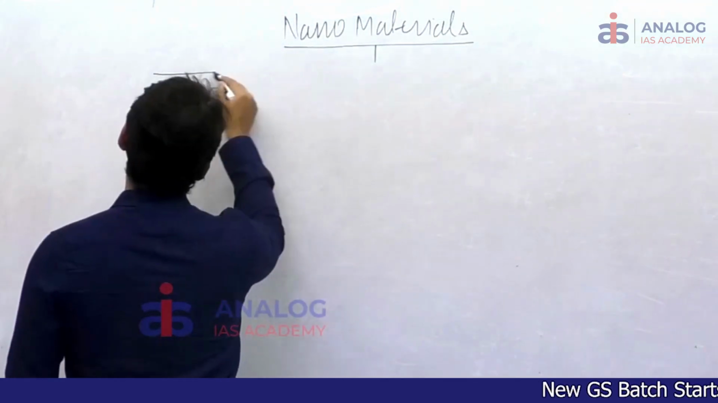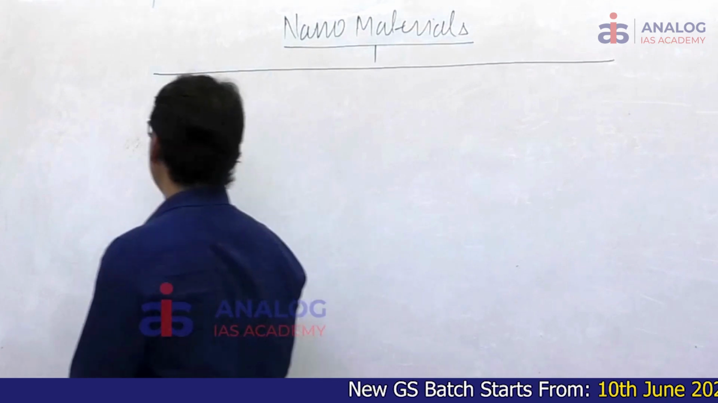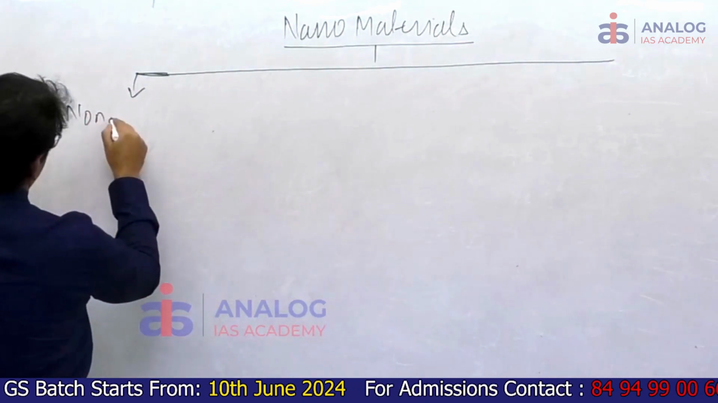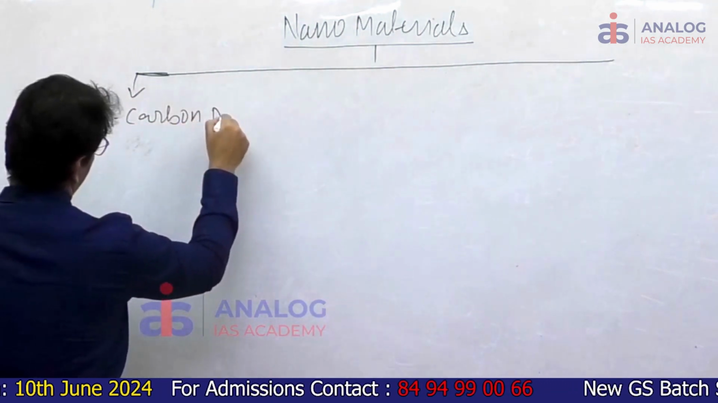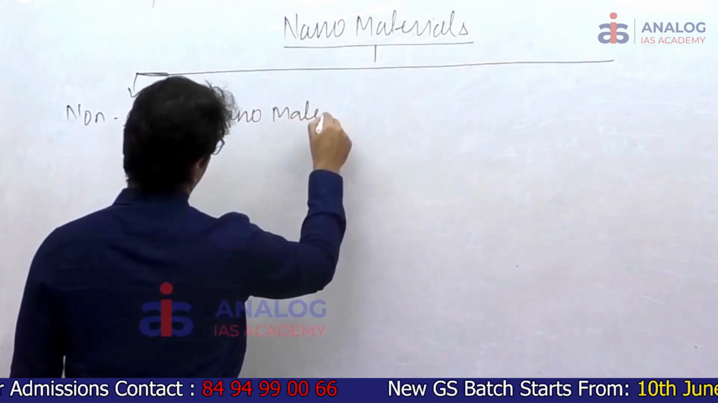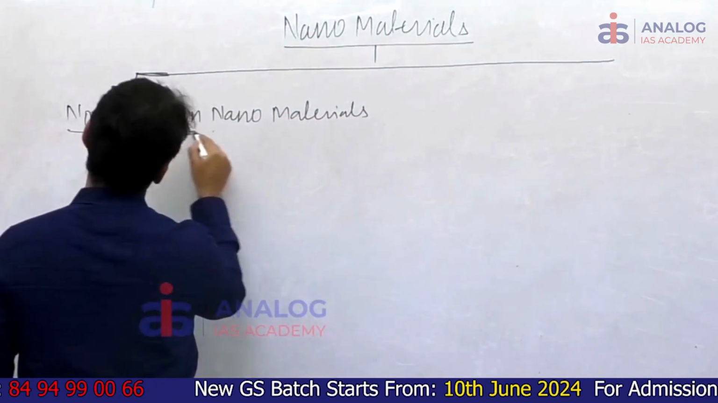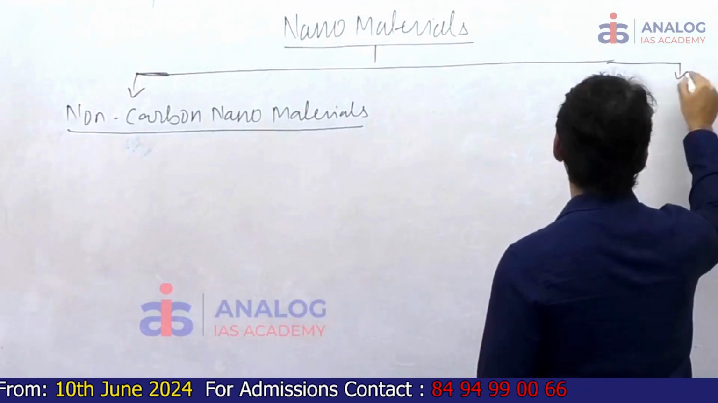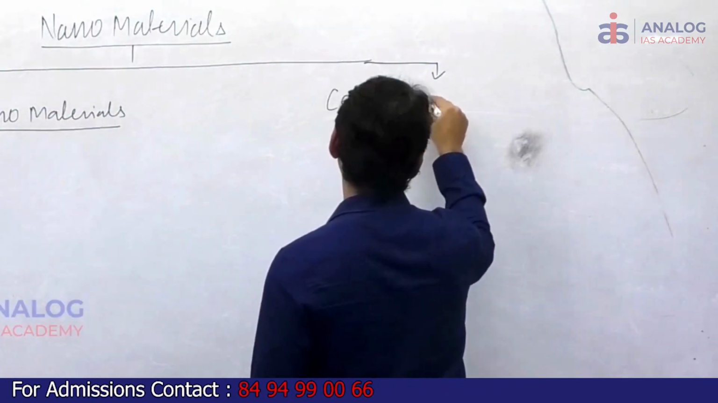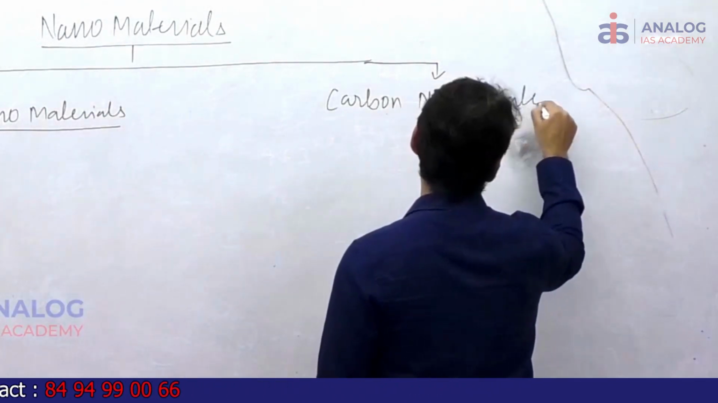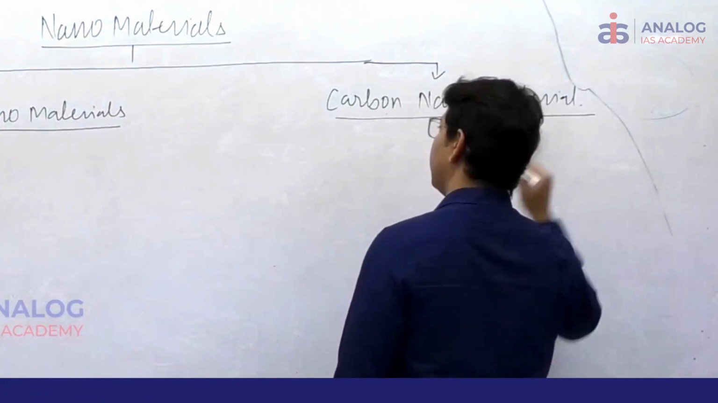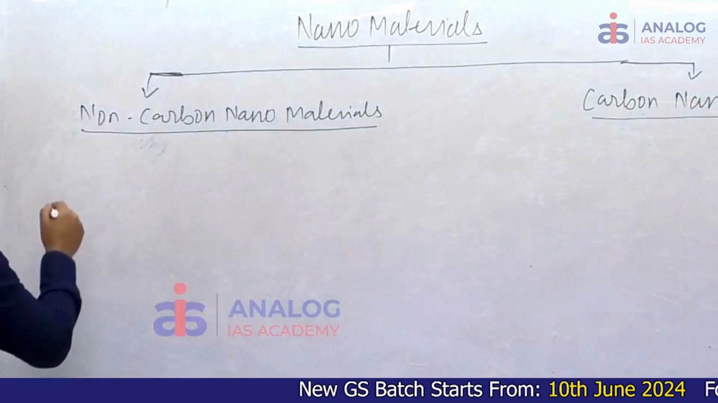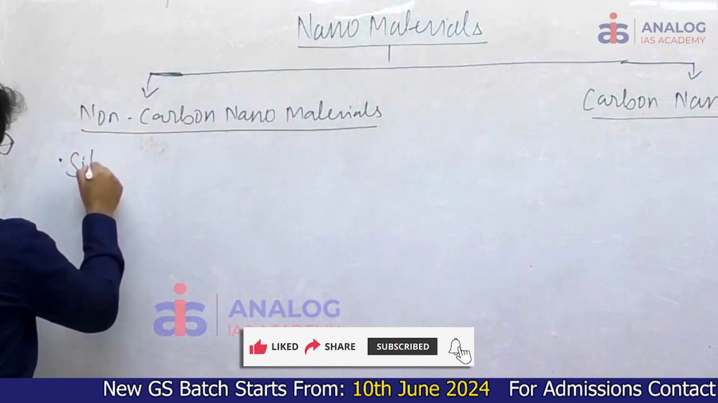So these nanomaterials can be of two types. One is non-carbon nanomaterial, and we have already discussed a few of them which are non-carbon, whereas another one is called carbon nanomaterial. So non-carbon and carbon. There have been many non-carbon ones. We talked about it, like silver nanocrystal.